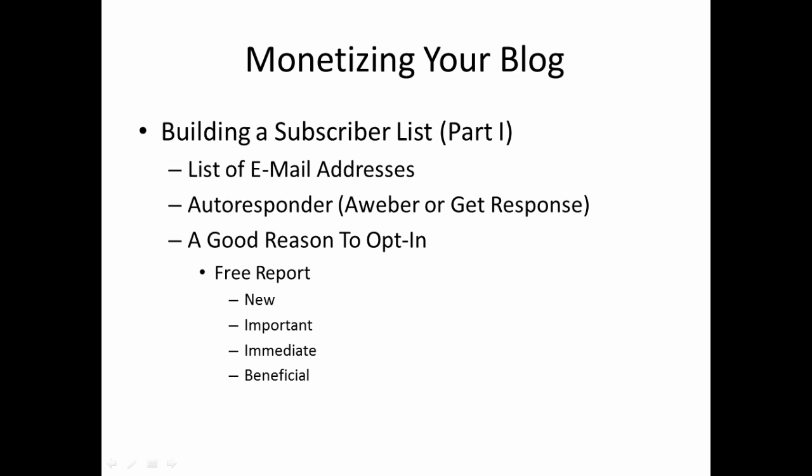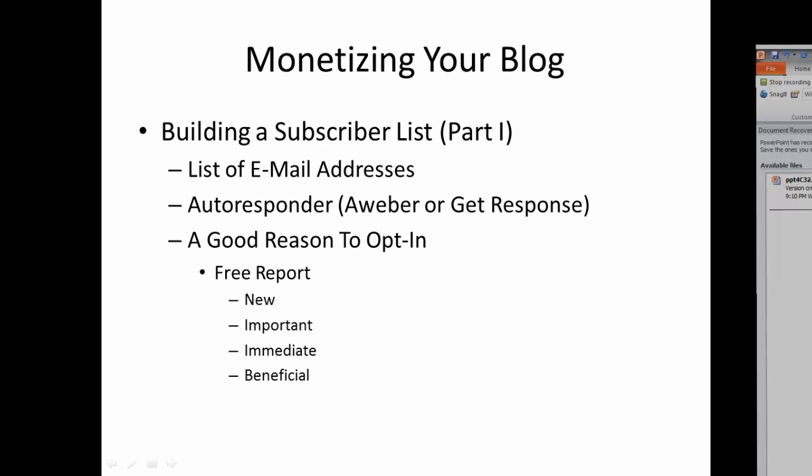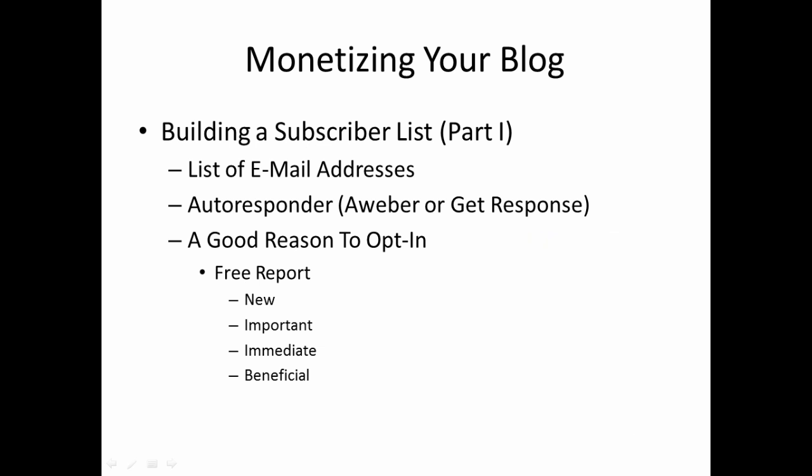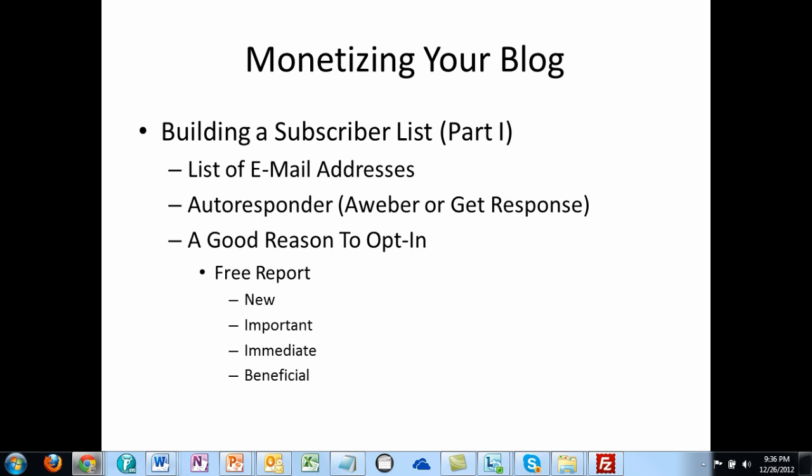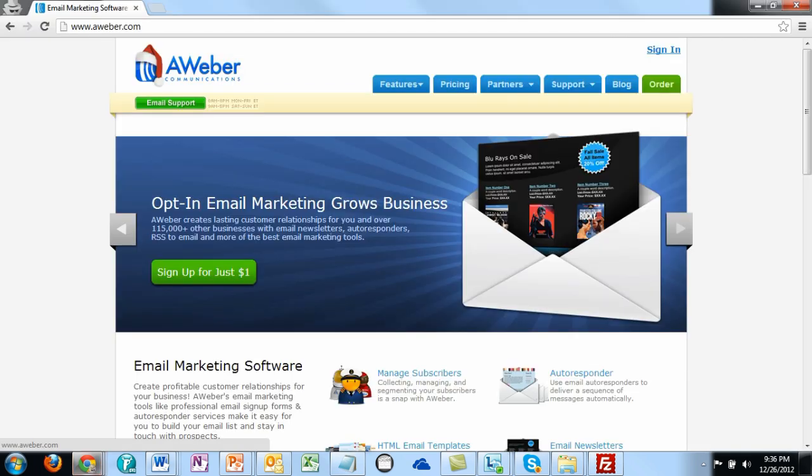So what are you going to need in order to build your subscriber list? Well, you're going to first need an autoresponder. And one of the ways that you can do that, I'll show you here in a minute. We'll just slide this right over to the screen here. The name of the site is called aweber.com, and you may have already heard of it. aweber.com is a website where you can create an autoresponder message.